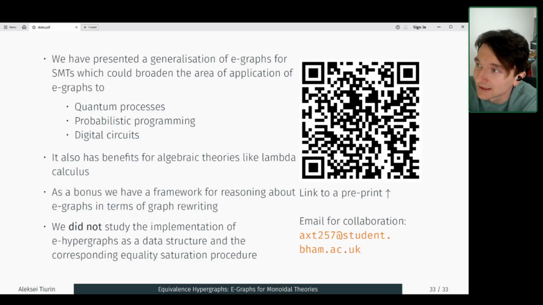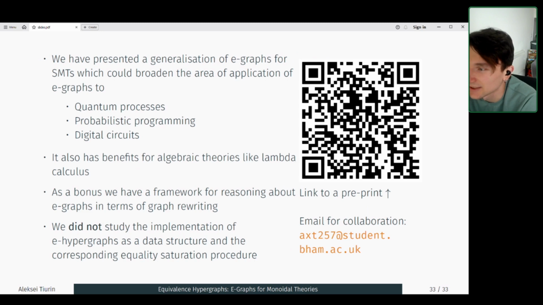We have presented a generalization of EGRAPHS for symmetric monoidal theories, which could possibly broaden the area of application of EGRAPHS to quantum circuits, to probabilistic programming, or to digital circuits. I've seen quite a bit of digital circuits talks on the program. And I think doing it from this theoretical perspective is just another way of doing it. I'm not claiming that this is the right thing to do, but it just provides a different perspective on things.